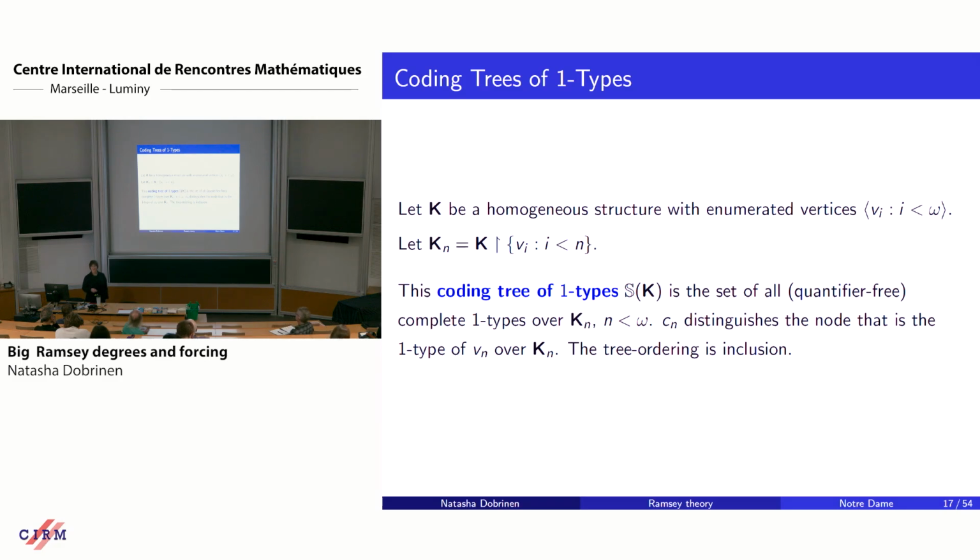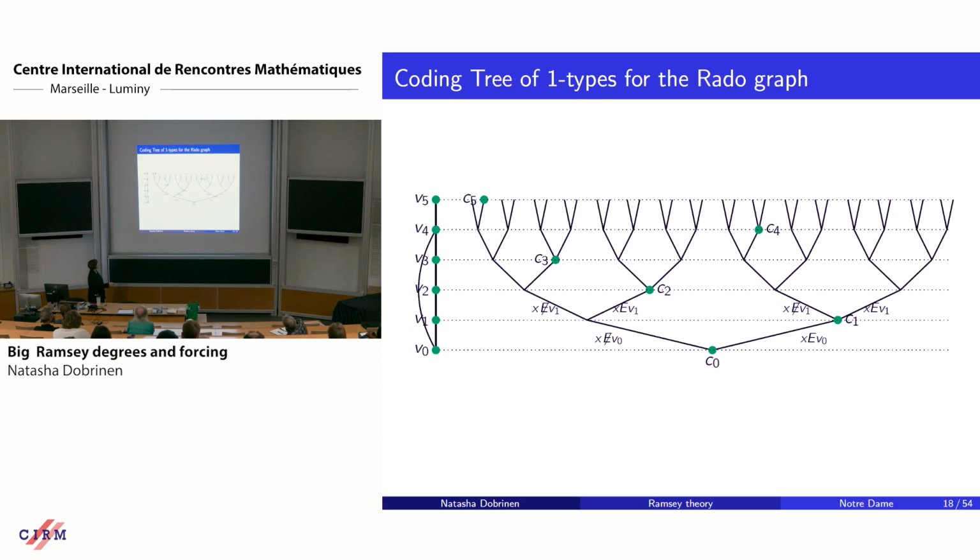And then after a couple of years, it became kind of clear that this is what was going on, that it was really just an enumeration of the structure and then looking at the induced tree of one-types. So you can do this with any enumerated countable structure and find its tree of one-types, and then you stick in these particular vertex nodes that code the structure that you care about inside of the tree of one-types.